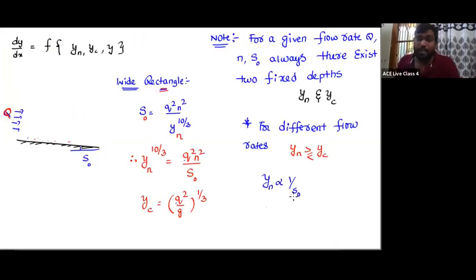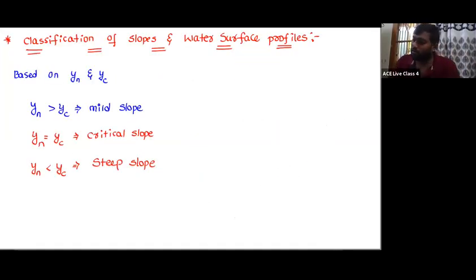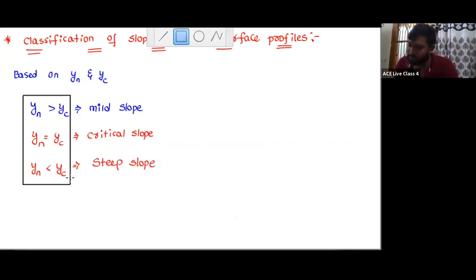Now you see, s naught, if the bed slope is more, if the channel bed slope is more, then the channel bed is steep. If the bed slope is more, then the normal depth is going to be less. So if discharge changes, yn and yc values change. If s naught changes, yn and yc values change. And after all this, if you know these profiles, then based upon these values you can state whether the slope is a mild state, a critical state or a steep state.